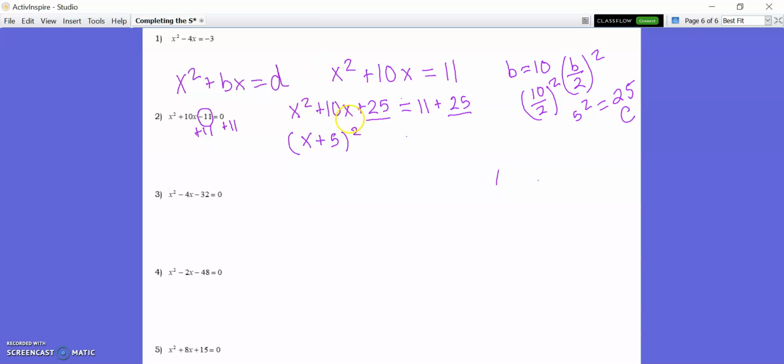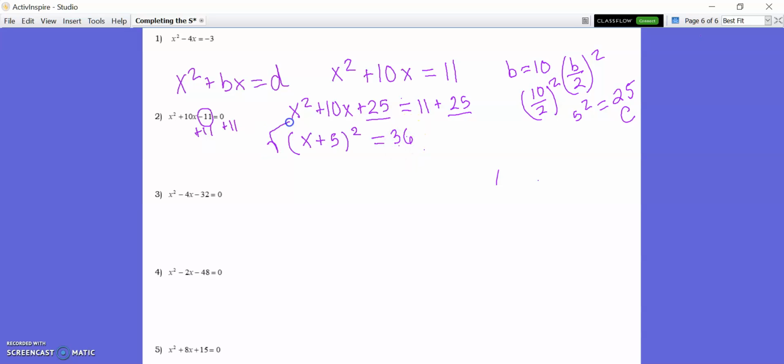So if this was negative 10 and I halved it, I would get negative 5, so it would be x minus 5 in my parentheses. But in this case, it's a positive 10. I cut 10 in half, I got 5. That's my factor. On the other side, simplifying just means adding those two terms together. So that would be 36.